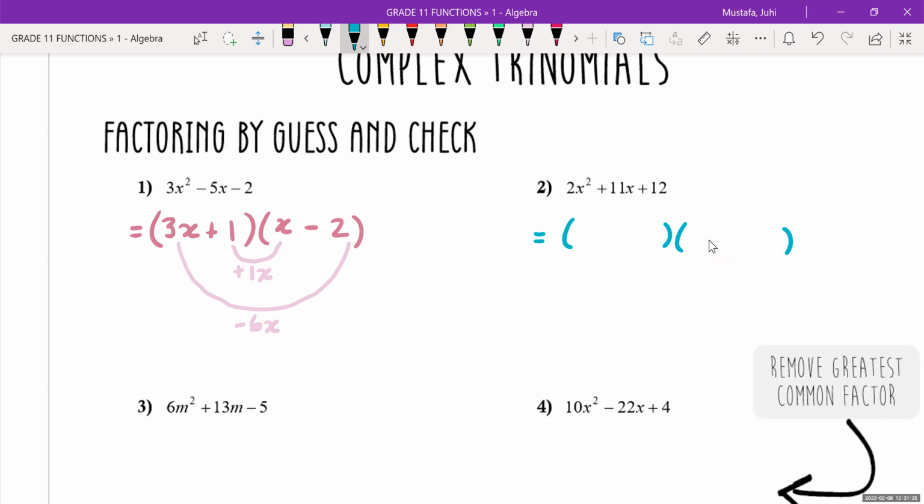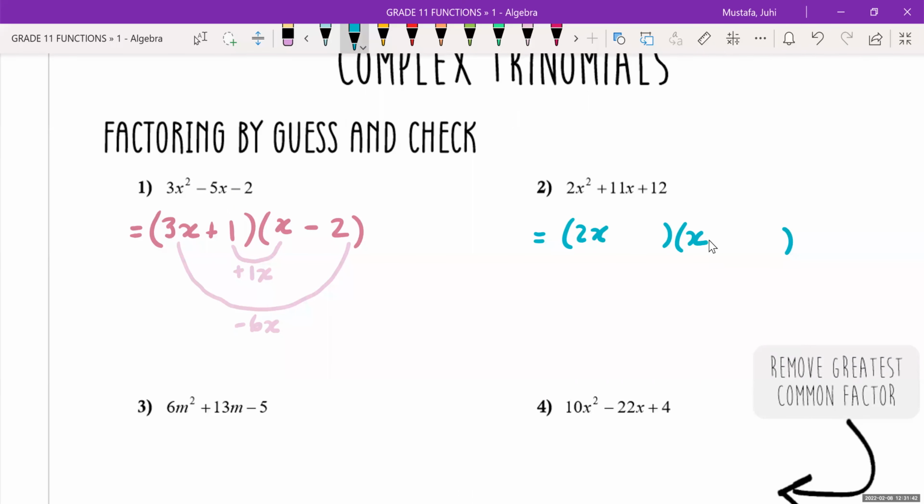So these two numbers have to multiply to give you the last number. And then what I have in my double smiley, those have to add or subtract to give you the middle. All right, 2x squared. There are only two possibilities. It's going to be a 2x times an x.